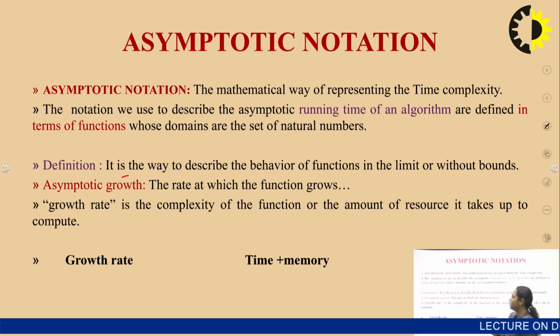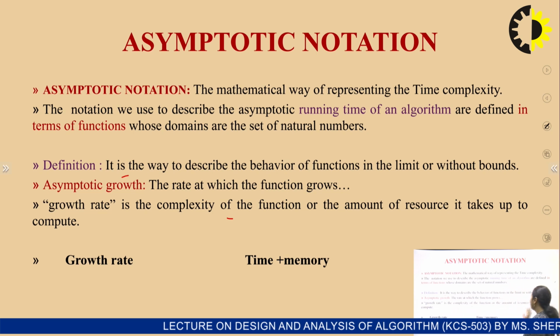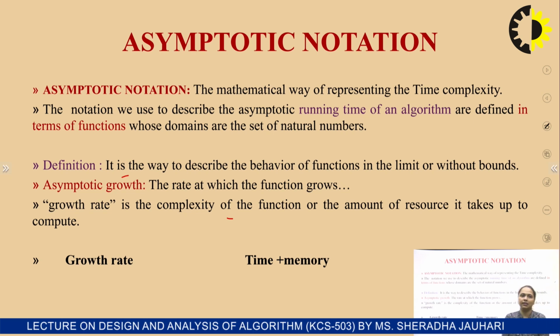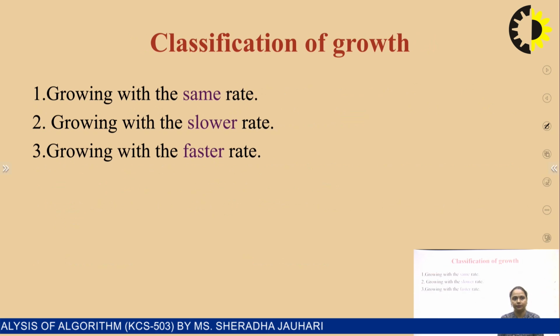And what is asymptotic growth? The rate at which the function grows. And the third term discussed here is the growth rate. It is the complexity of the function or the amount of resource it takes up to compute. Means growth rate is nothing but time plus memory. We can simplify this line as growth rate is nothing but time and memory.